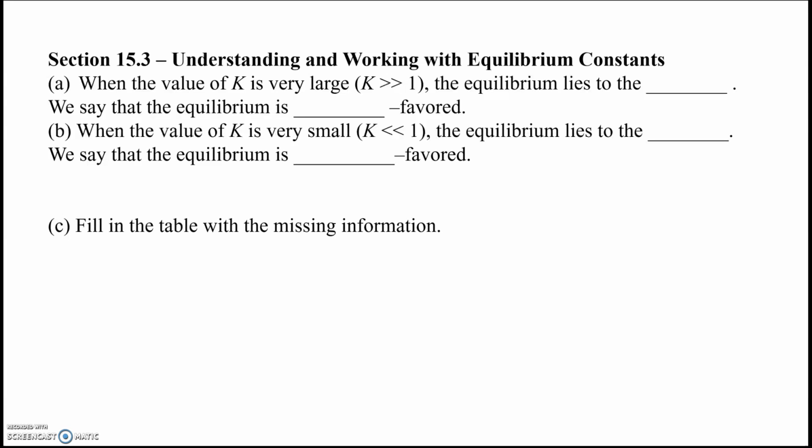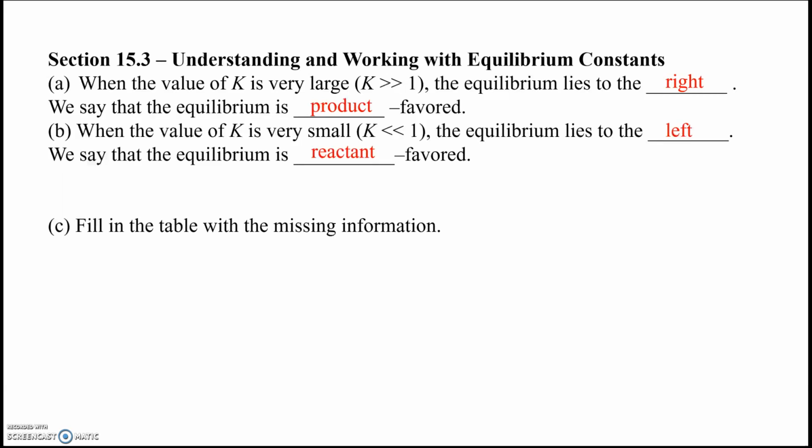All right, section 15.3, understanding and working with these equilibrium constants. Now, when the value of K is very large, or K is very much greater than 1, the equilibrium lies to the right, and we say that the equilibrium is product favored. When the value of K is very small, in other words, K is very, very much less than 1, the equilibrium lies to the left, and we say that the equilibrium is reactant favored. Now, the reason for this is simply algebra.